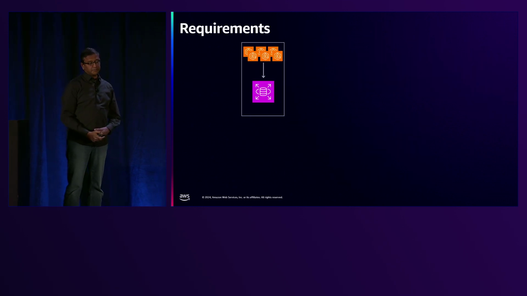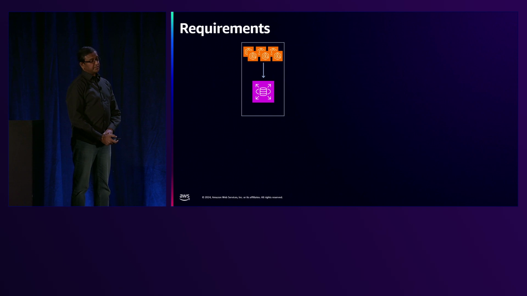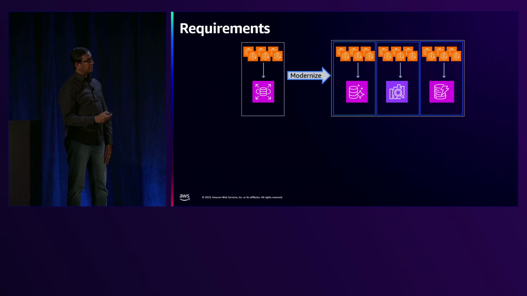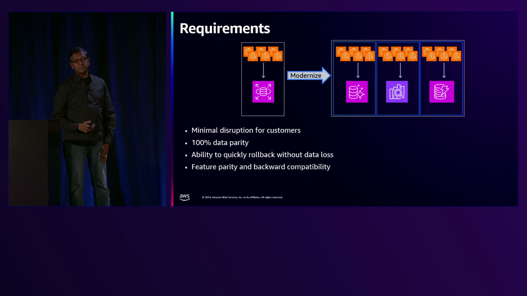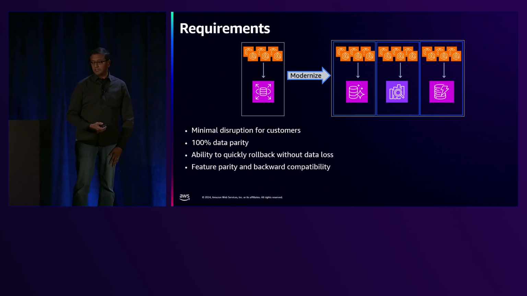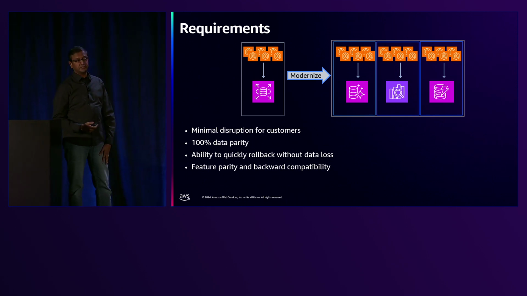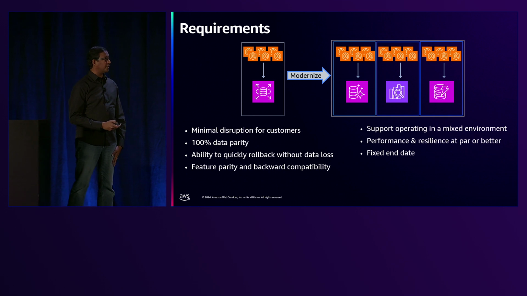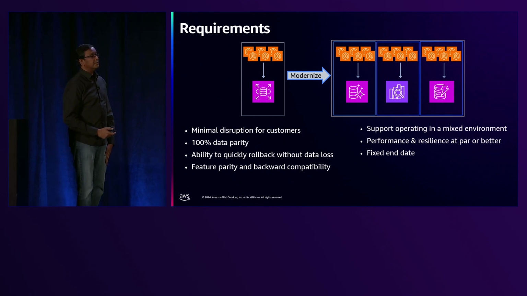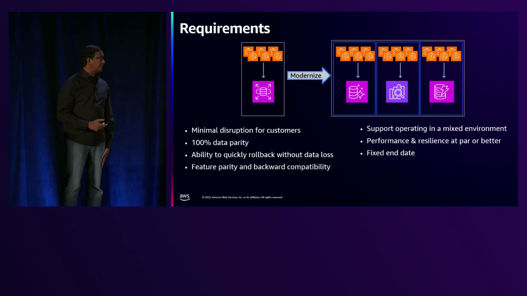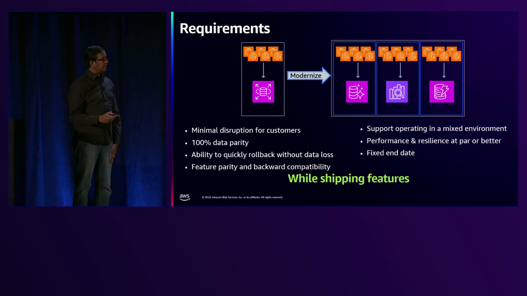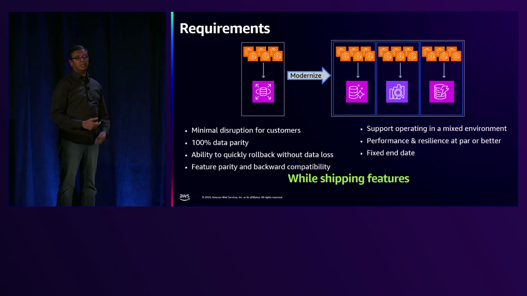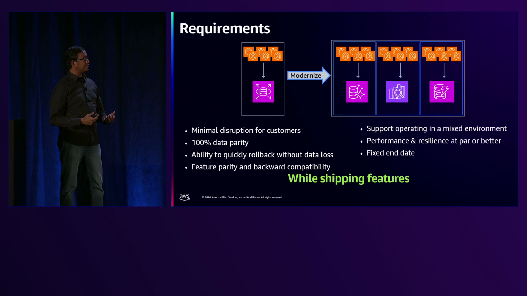Now let's look at the requirements. So our goal was to take this monolithic system and transform it to this architecture, but do this with minimal disruption for our 10 million customers, with 100% data parity and feature parity, with full support for fallback, and improve our performance and resilience, and finish it by a fixed end date based on our licensing. And we had to do all this while we continue to develop features and ship to our customers.